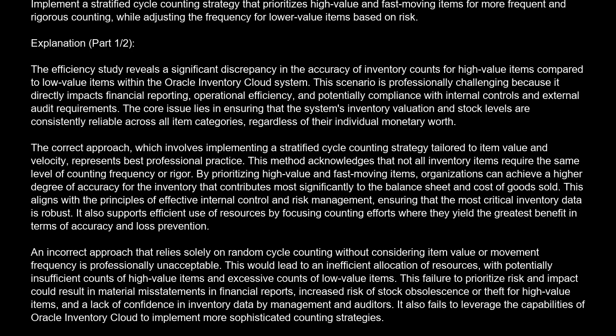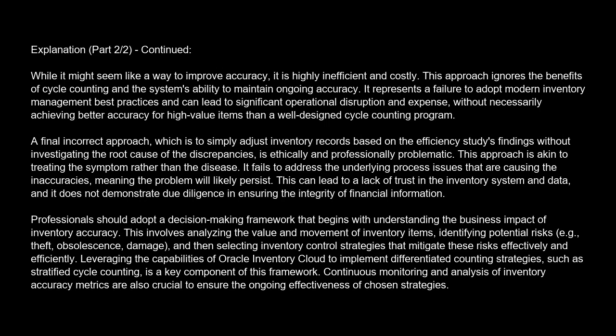Another incorrect approach, which is to increase the frequency of full physical inventories for all items, is also professionally unsound. While it might seem like a way to improve accuracy, it is highly inefficient and costly. This approach ignores the benefits of cycle counting and the system's ability to maintain ongoing accuracy. It represents a failure to adopt modern inventory management best practices and can lead to significant operational disruption and expense without necessarily achieving better accuracy for high-value items than a well-designed cycle counting program.